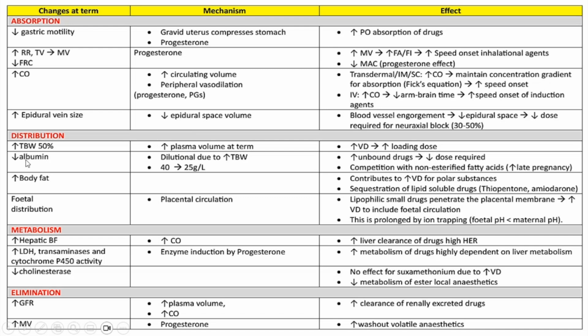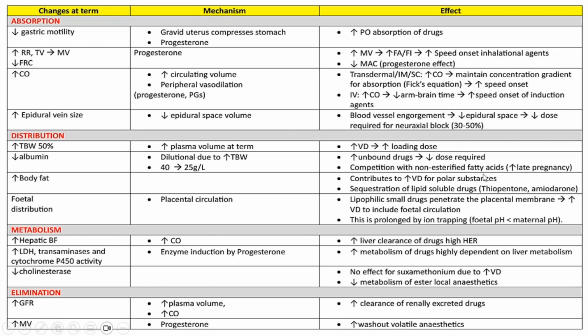There will be a decrease in albumin or plasma protein, mainly because of dilutional effect. Albumin significantly drops from 40 to 25 grams per liter at term. So it means there will be more free fraction of drug, which is not bound to albumin. So less dose is required for that kind of drug. I am not giving examples here. For the examples, I ask you to read the PDF. I want you to do the homework.